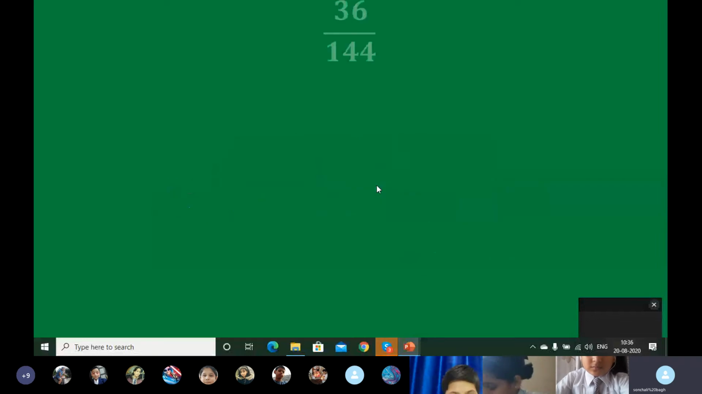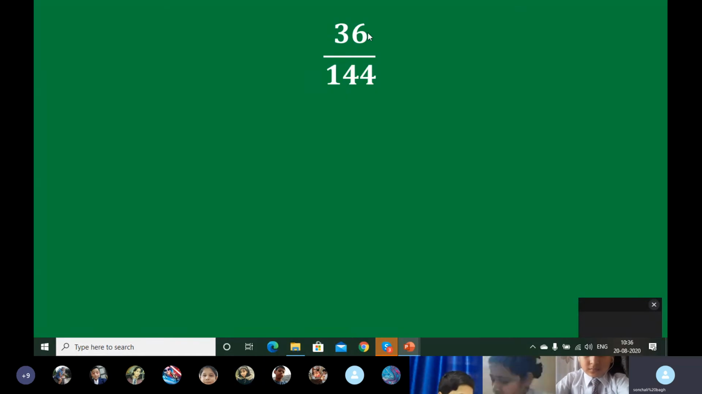For example, I have taken a number here, 36 by 144. We will check and take a number which will divide both 36 and 144. Can you tell me a number which will divide 36 and 144? Ma'am, 2. 2 is the smallest.